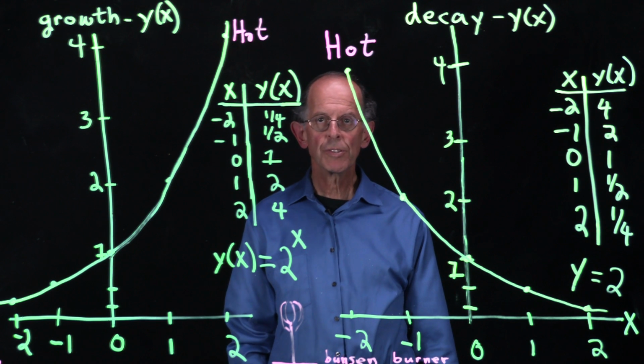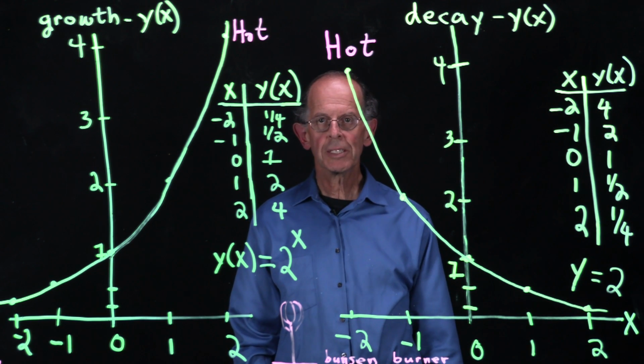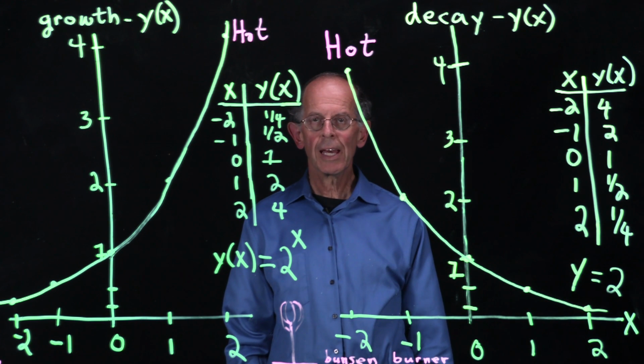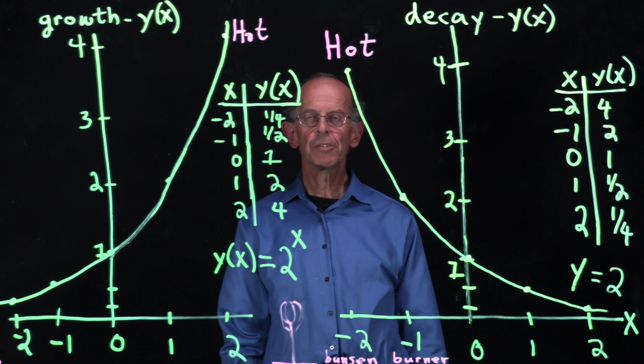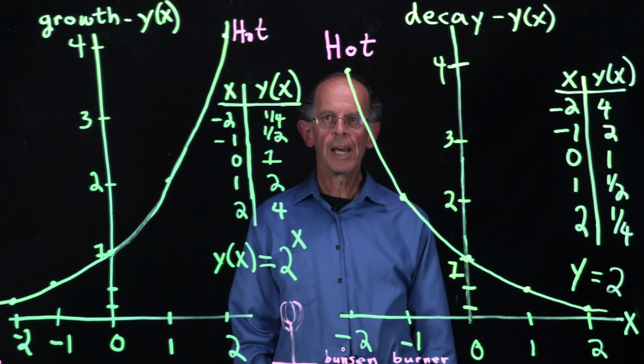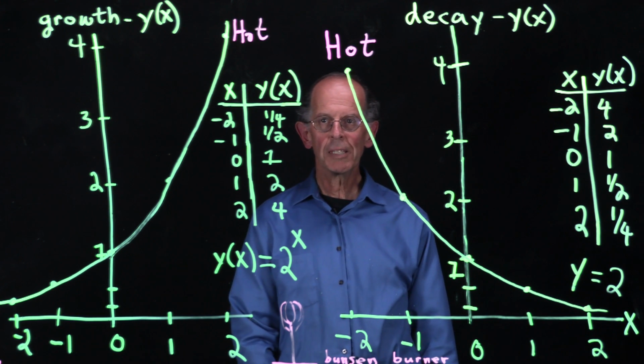In our study of radioactivity, we need to study what's called radioactive decay. And what you see in front of you are two graphs, one that models growth and one that models decay. We're going to start by looking at the graph for growth and then deconstruct what decay will look like.